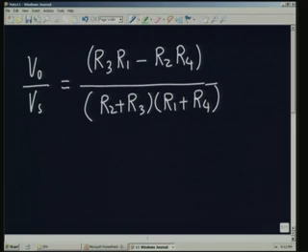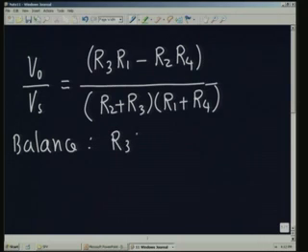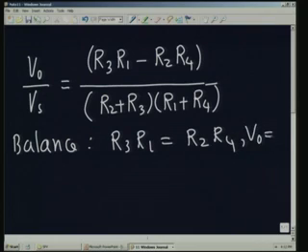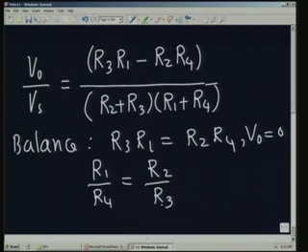It gives us an idea about the ratio of the output voltage, which is in the numerator, to the supply voltage, given by R3 R1 minus R2 R4, and you can immediately see that when there is a balance, the condition is R3 R1 equal to R2 R4, then V naught equal to 0. This can also be written as R1 by R4 equal to R2 by R3. So, R1 by R4 equal to R2 by R3 is the condition.